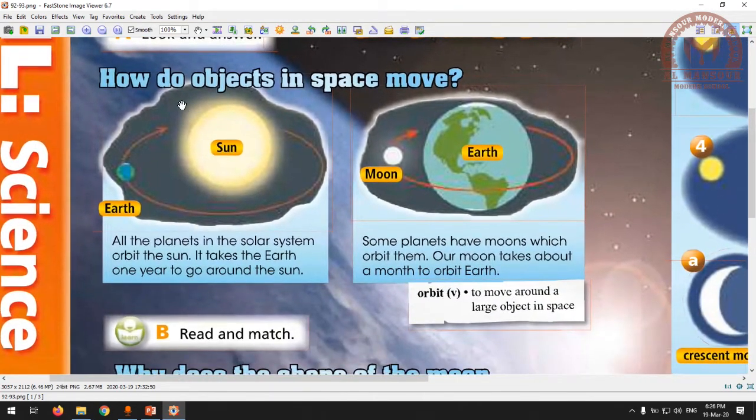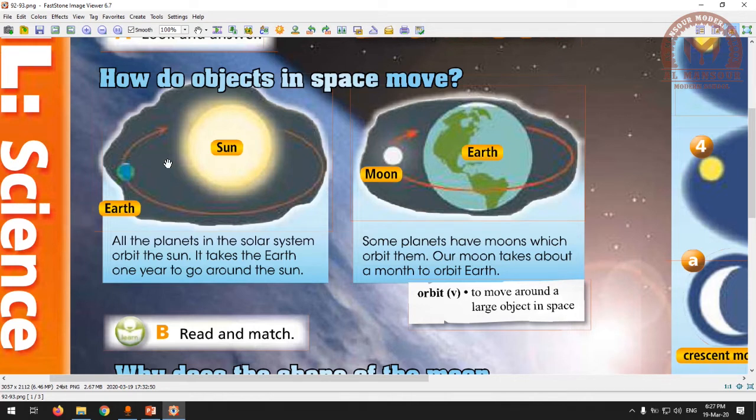Okay. How do objects in space move? Okay, so all objects in space move at high speed, okay? But because every object that has a mass has a gravitational pull. That means it has gravity, okay? We don't fall off Earth because Earth has gravity, okay?